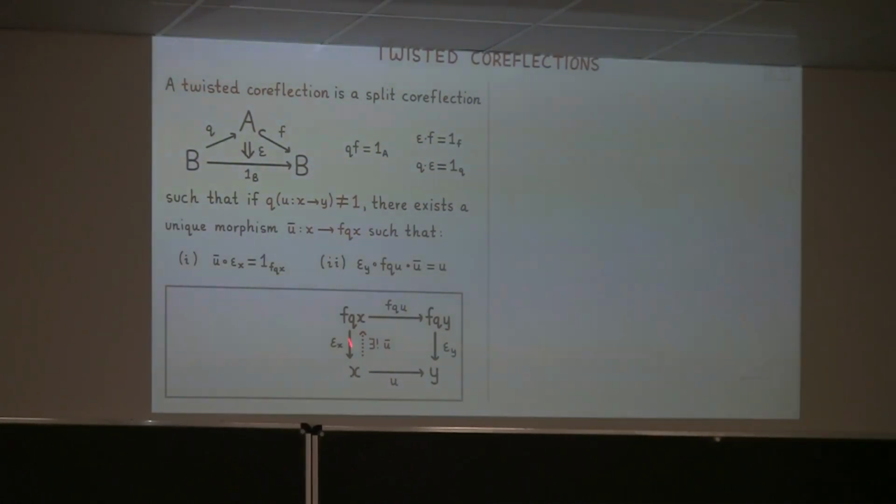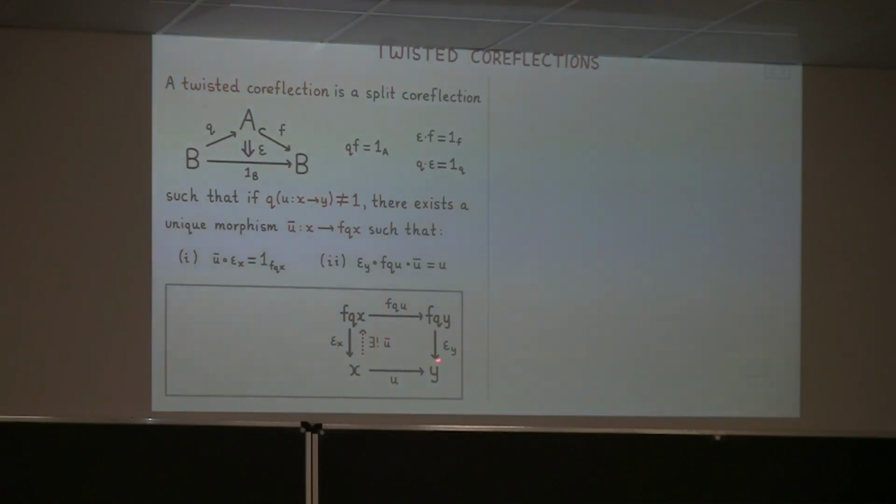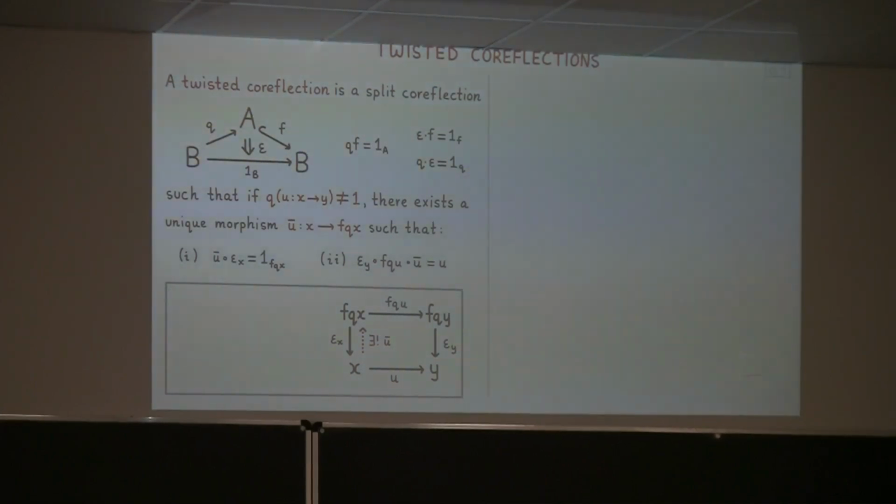Well, it says that if you look at the naturality square for U, this is F of U, this is the naturality square for this covariant here. It's saying that there exists a unique morphism which is a retraction of the counit at X, and such that U is equal to the composite of U bar followed by the top thing followed by the right hand side. Okay? So the reason I call these things twisted coreflections is because this is some kind of twisted square, some kind of morphism, a twisted arrow.